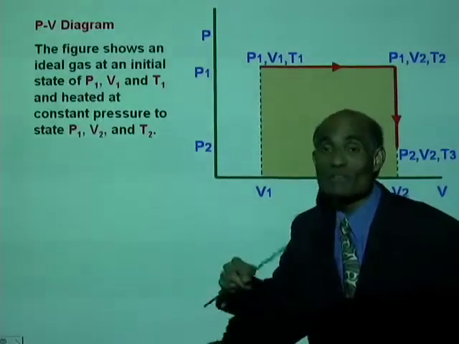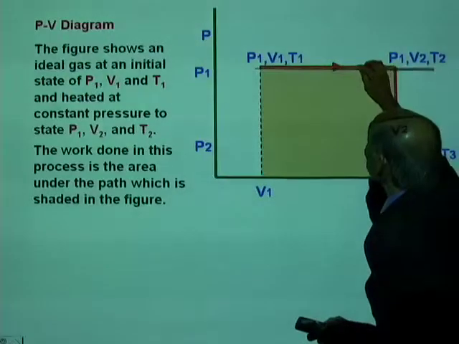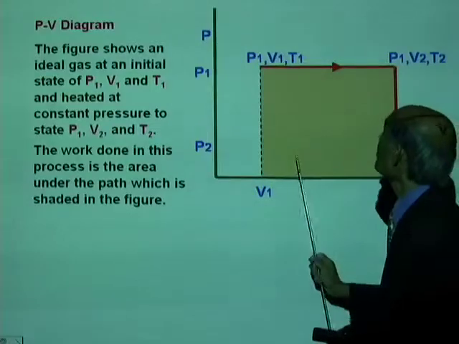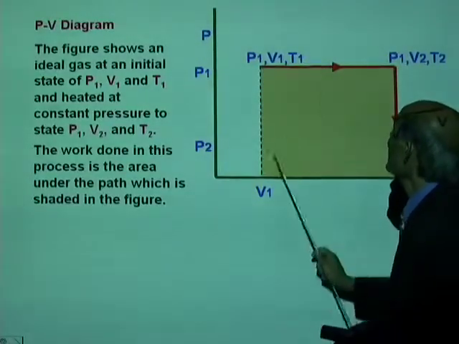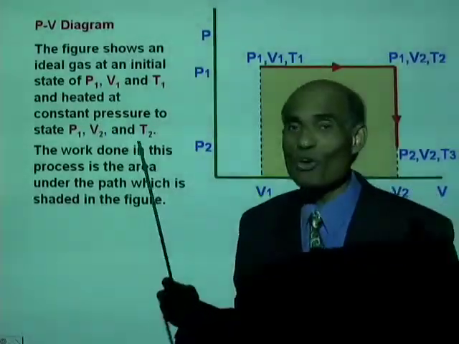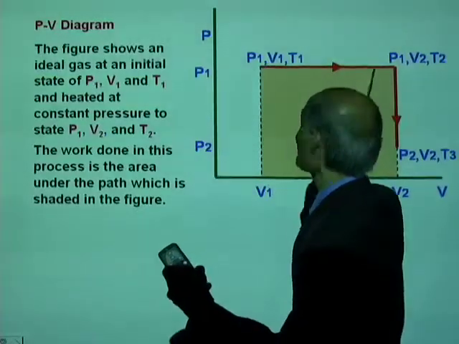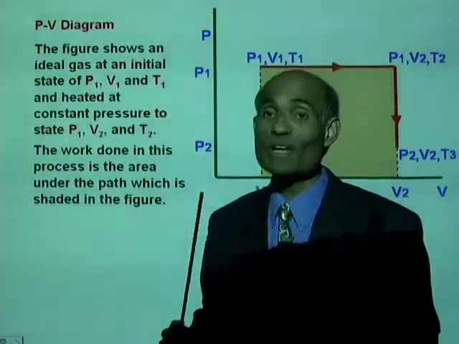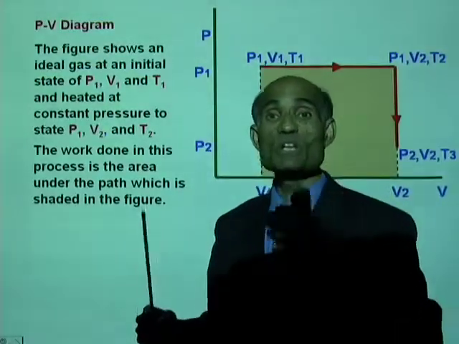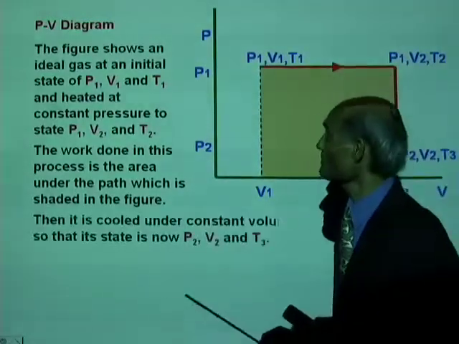What is the work done during that process? The work done during this process is the area of the shaded region, which will be this pressure multiplied by the change in volume. What is the work done for an isobaric process? This stage is an isobaric process. The work done is pressure multiplied by the change in volume, PdV, which is the area of the shaded region.